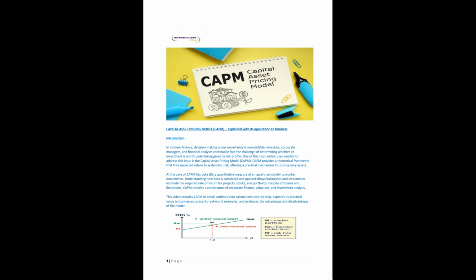In this presentation, we'll break down CAPM, walk through beta calculations in detail, show how businesses apply it, look at real-life examples, and weigh the pros and cons of using this model. The graph here illustrates how CAPM evaluates whether assets are overvalued or undervalued based on where they sit relative to the expected market return and their beta, helping guide smarter investment choices.